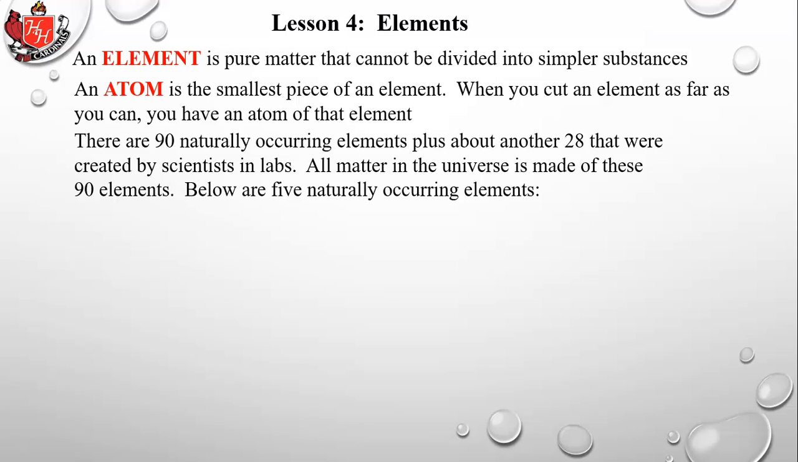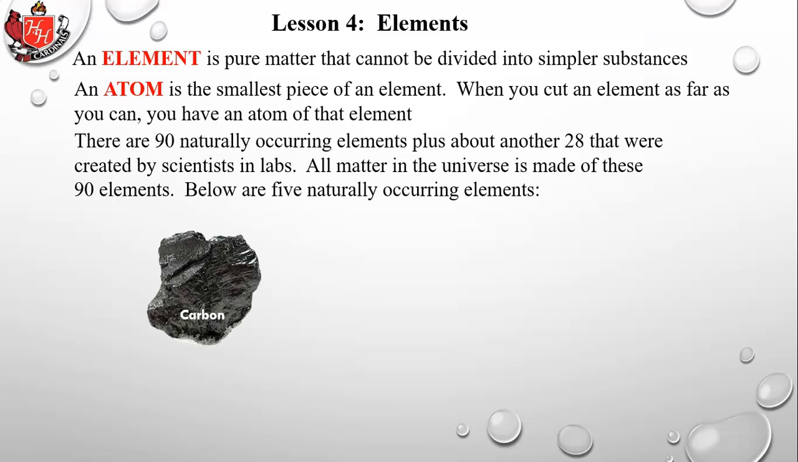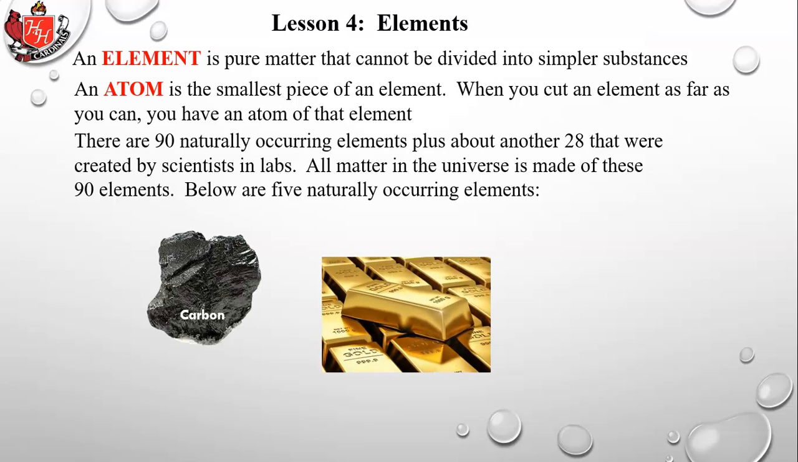Below are 5 naturally occurring elements. Carbon, of which graphite is one type, and that's what's in your pencil. Diamond is another type of carbon. Carbon is also coal, which is used to burn for fuel. Gold. They've known about gold for thousands of years, but they didn't understand until the last couple of hundred years the concept that it was an element, that it was a pure substance.